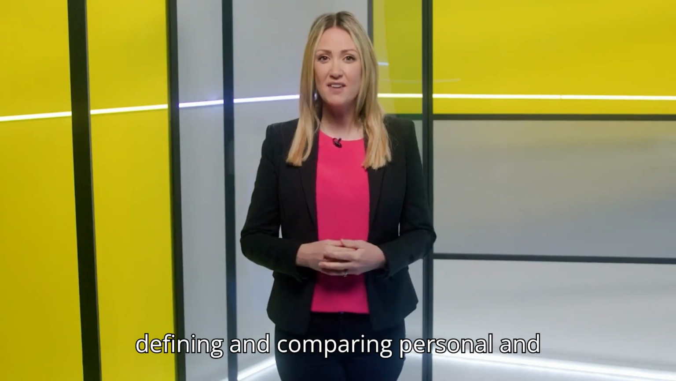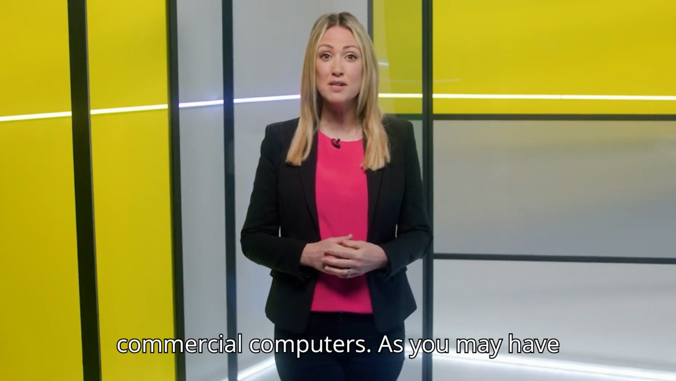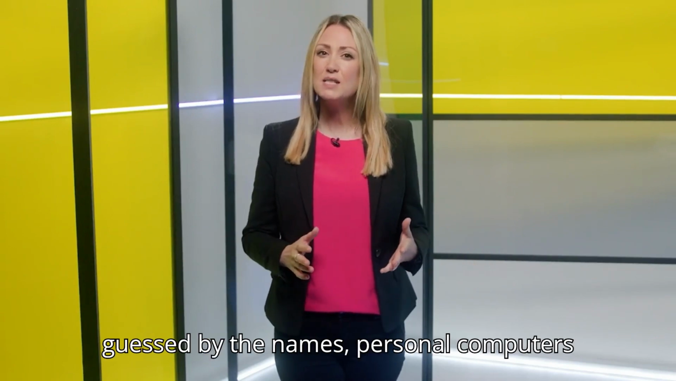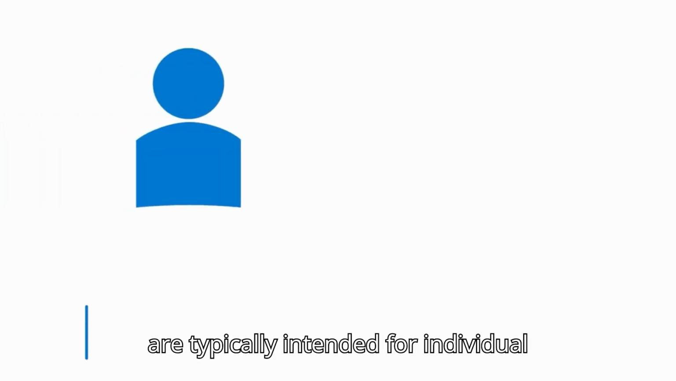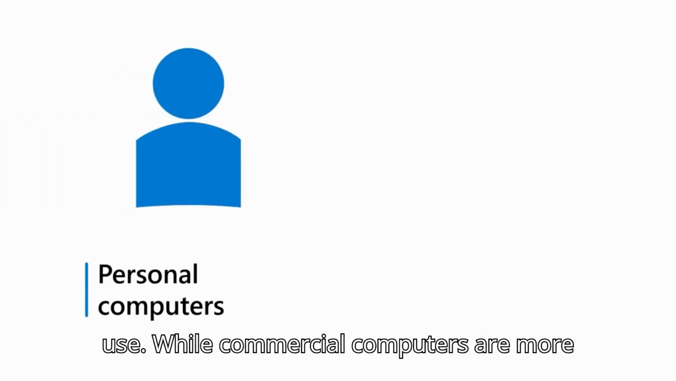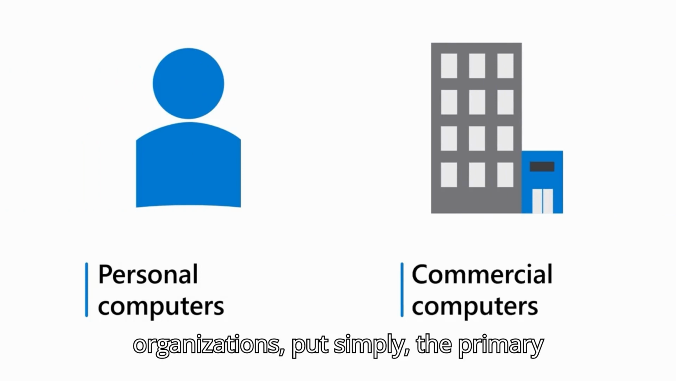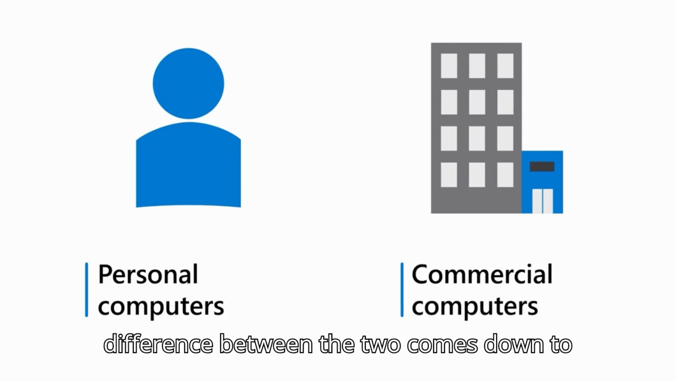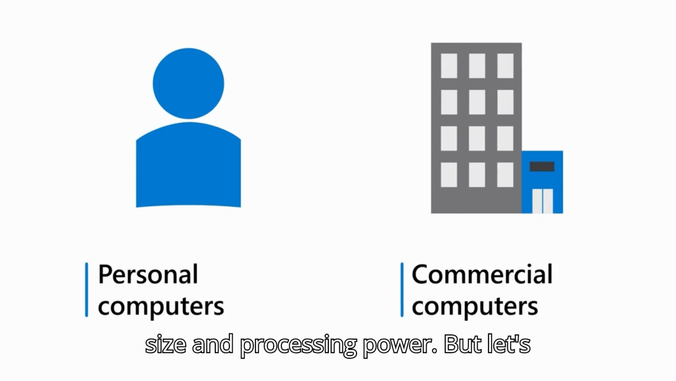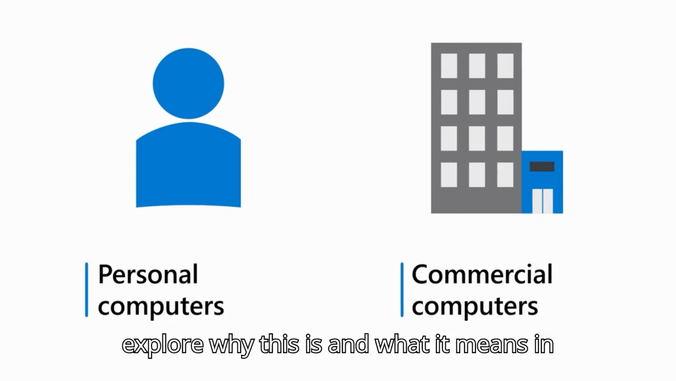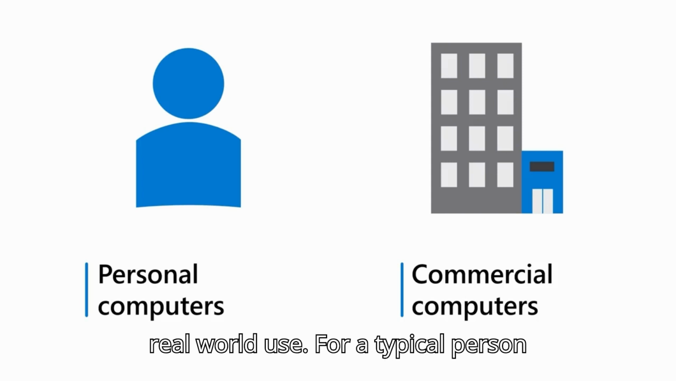Let's begin by defining and comparing personal and commercial computers. As you may have guessed by the names, personal computers are typically intended for individual use, while commercial computers are more likely to be the choice of businesses and organizations. Put simply, the primary difference between the two comes down to size and processing power. But let's explore why this is and what it means in real-world use.